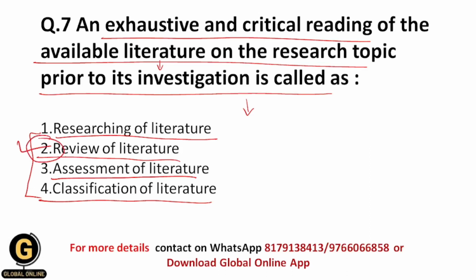Review of literature. As we have seen, review of literature is a basic kind of theory or the summary of the research done by previous people on the same topic on which we are doing our research. Here they have given the definition of review of literature in different words, but the meaning is similar. So just think about the concept. Don't just learn anything, just go through the concept. Whenever an exhaustive and critical reading of the available literature on the research topic prior to its investigation is done, it is called review of literature.